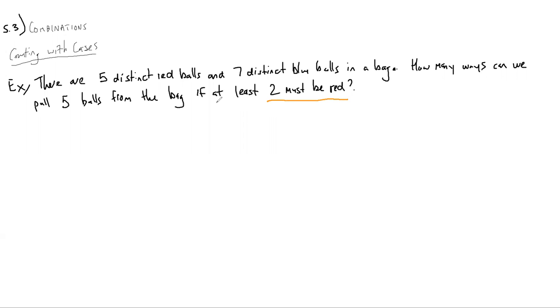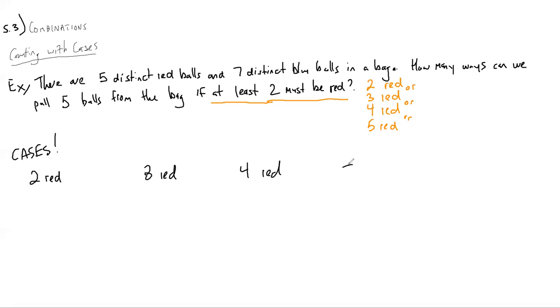Well, at least 2 must be red. We can break that down into manageable cases. So case 1 would be 2 are red, or we could have 3 are red, or we could have 4 are red, or we could have 5 are red. And that is the word or between them all. So what we're going to do is find these numbers and add them together. So 2 red, 3 red, 4 red, and 5 red.